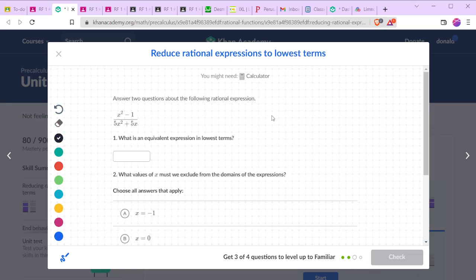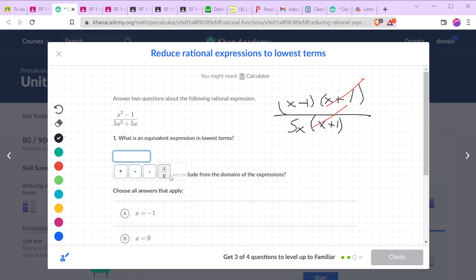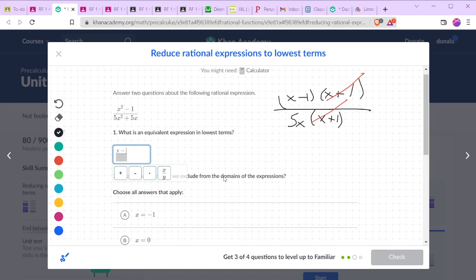Now here, our numerator factors as x minus 1, x plus 1. It's the difference of perfect squares. There's no linear term, there's a negative sign here, and the first and last terms are both perfect squares. Our denominator we factor with the common factor of 5x. So that leaves us with an x plus 1 to cancel. So an equivalent expression in lowest terms is x minus 1 over 5x.